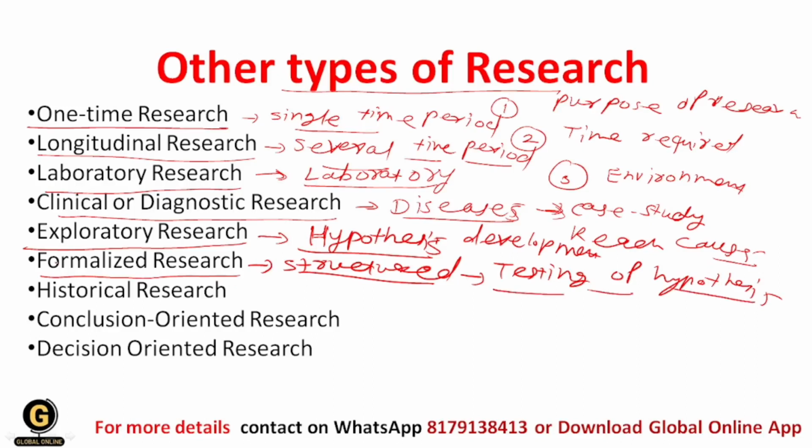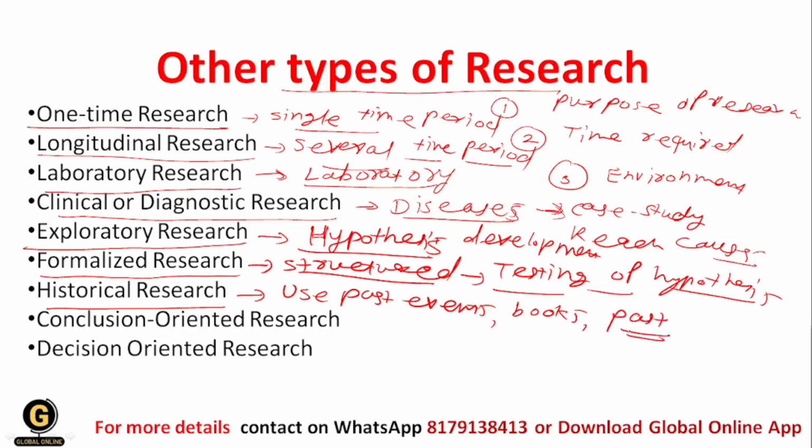Then next is historical research. In historical research we use past events, books which are already available, which give us information about the past, and also interviews of people from the past. Based on these things, we develop the present and future. So this is the historical type of research.